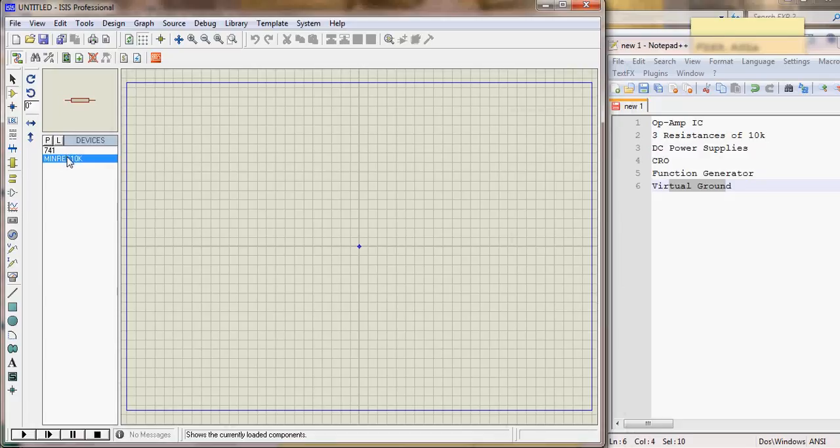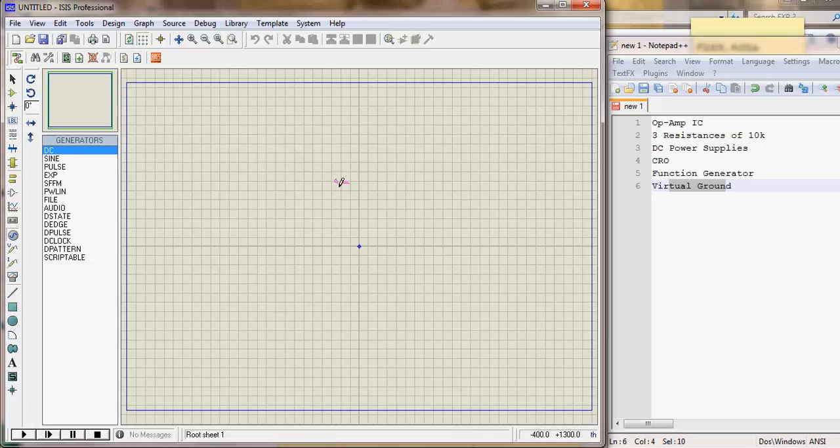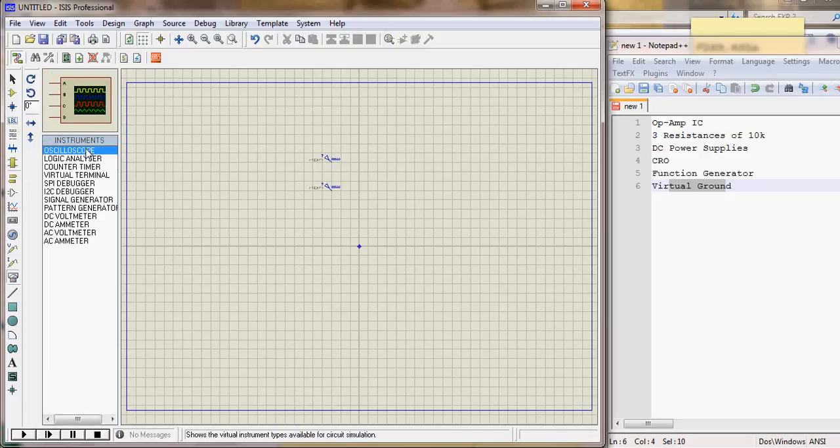After that we need to add DC power supplies that we will find on this. These are the DC supplies. This is the symbol of supplies where we can add this DC supply. One is this, second one is this. Then we need CRO that will be in this oscilloscope. Here it is.